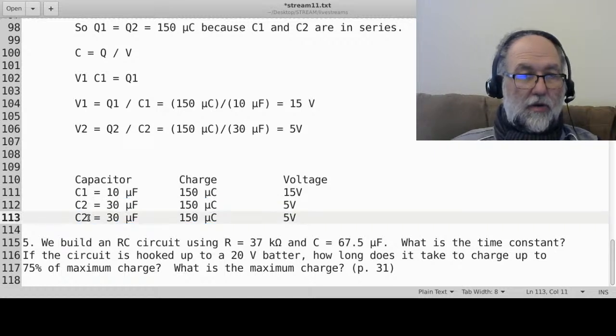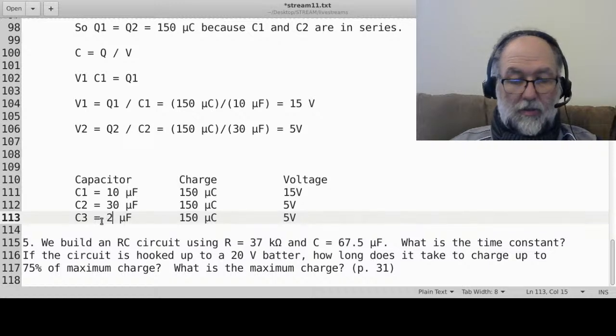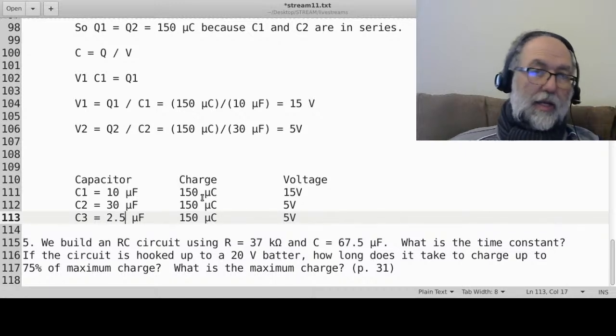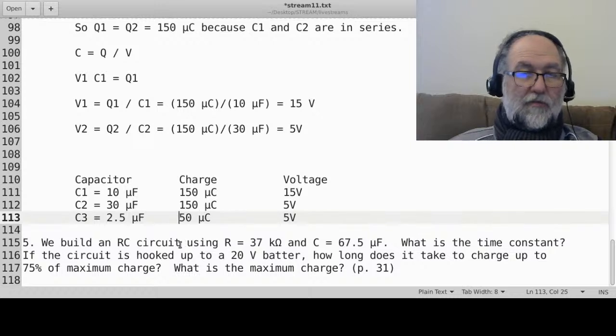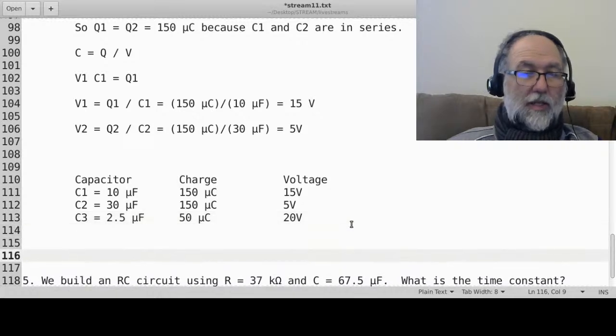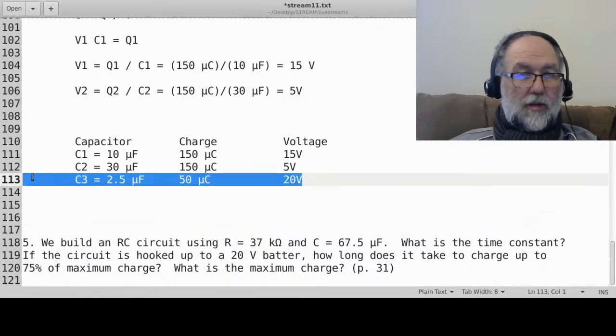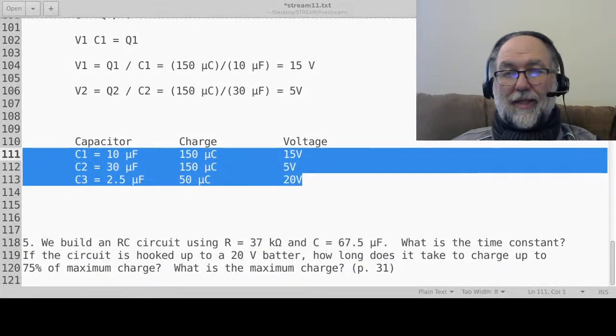And then C3 here. Okay, C3 was 2.5. And it had, I forgot now, oh, 50. It has a 50 microcoulomb, and the voltage drop across it was 20. Okay, and so there you go. That chart basically summarizes the answer that I wanted for this problem.